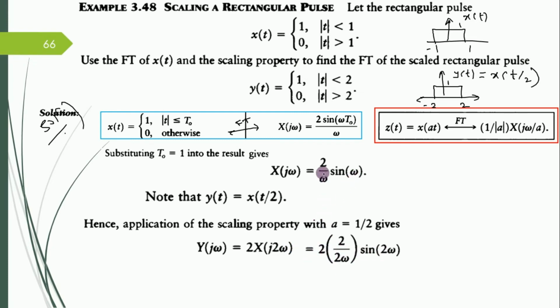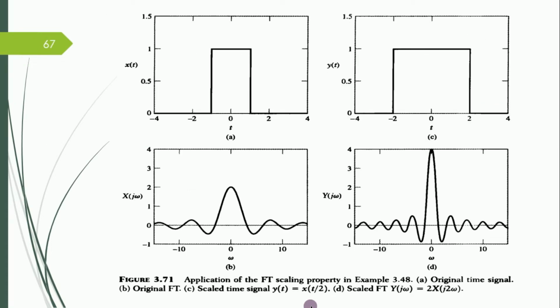2 is taken outside. 2 divided by, wherever you have omega, you write it as 2 omega, sine of 2 omega. The final answer is, 2 cancels, 2 by omega into sine of 2 omega. That's it. Very simple. Using the scaling property, we could do it in a very easy way.